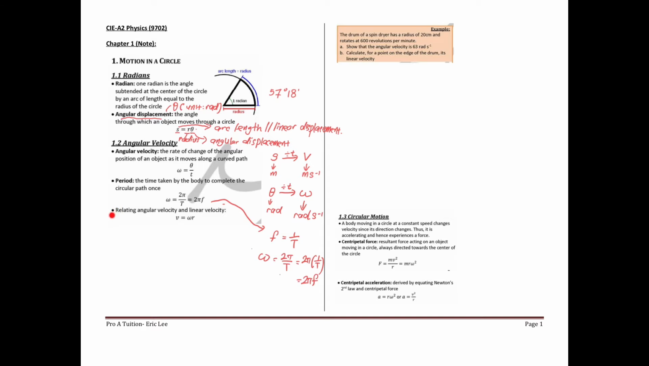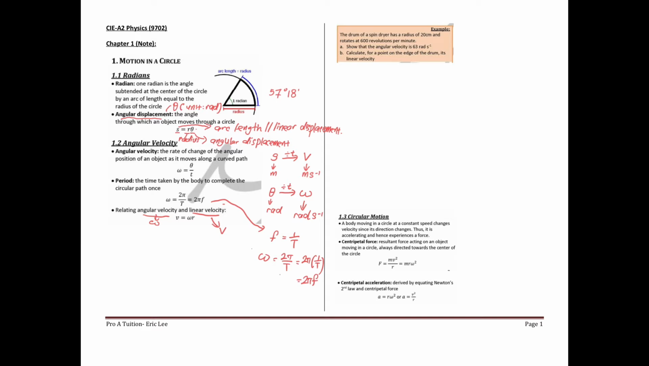So let's look at the third point here, relating angular velocity and linear velocity. So remember, angular velocity here is the omega. Linear velocity here is the v. So the formula to relate these two is actually v equal to omega multiplied with r. So we need to know how we get this formula.